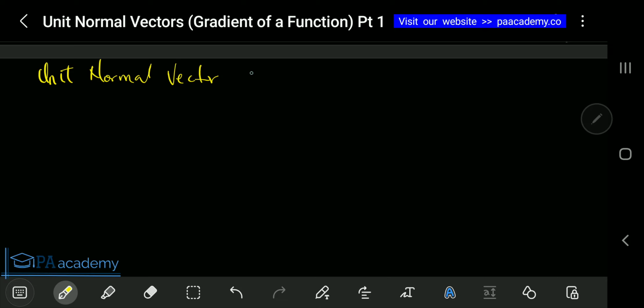The unit normal vector is normally indicated with n. So let's just say it's n. It is given by the grad of, let's say the function is phi, over the magnitude of grad phi. Just take note of this. That's the formula. Let's quickly look at one example so that you can understand the application of this formula. Now let's look at example 1.